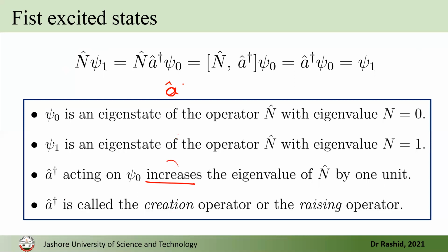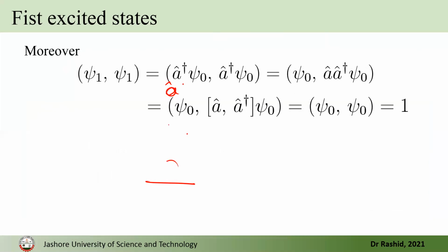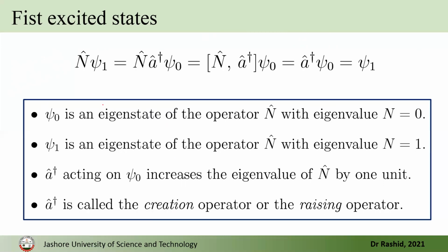Okay, so these are the conclusions that we have so far. Now let's move on. Okay, let's see what this inner product gives. That is, whether the wave function psi 1 is properly normalized or not.